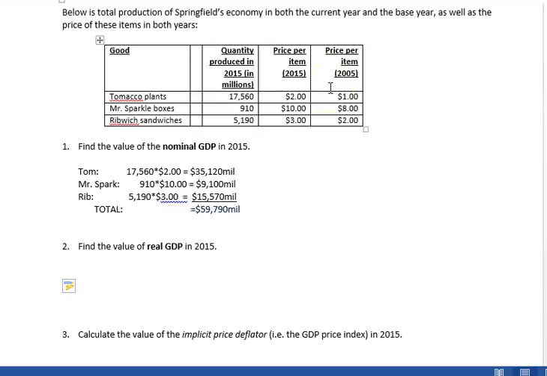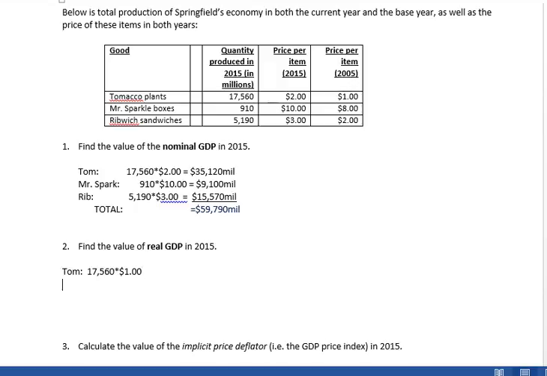You can't just pick any random year. Pick whatever the base or reference year is. And that's why I've given you this information. So let's do the same thing. And this time we are going to use 2005 prices. So the 17,560 million now times $1. That was the price in 2005.